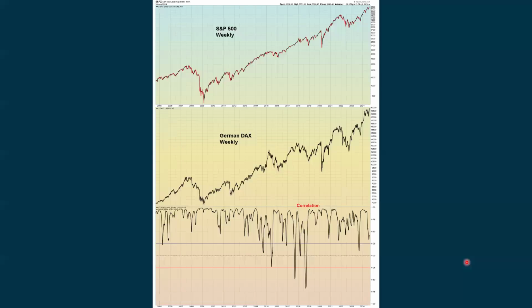Then on top is a weekly chart of the S&P. In the middle is a weekly chart of the German DAX. And we see that the correlation between the top chart and the middle chart is not as strong as it had been. A lot of times we'll see stocks in Germany, which is the biggest stock market in the EU, and the S&P performing more hand in hand with each other. They may be both going up or down, but they're usually doing it together. Well, that relationship has kind of fallen off a bit lately.